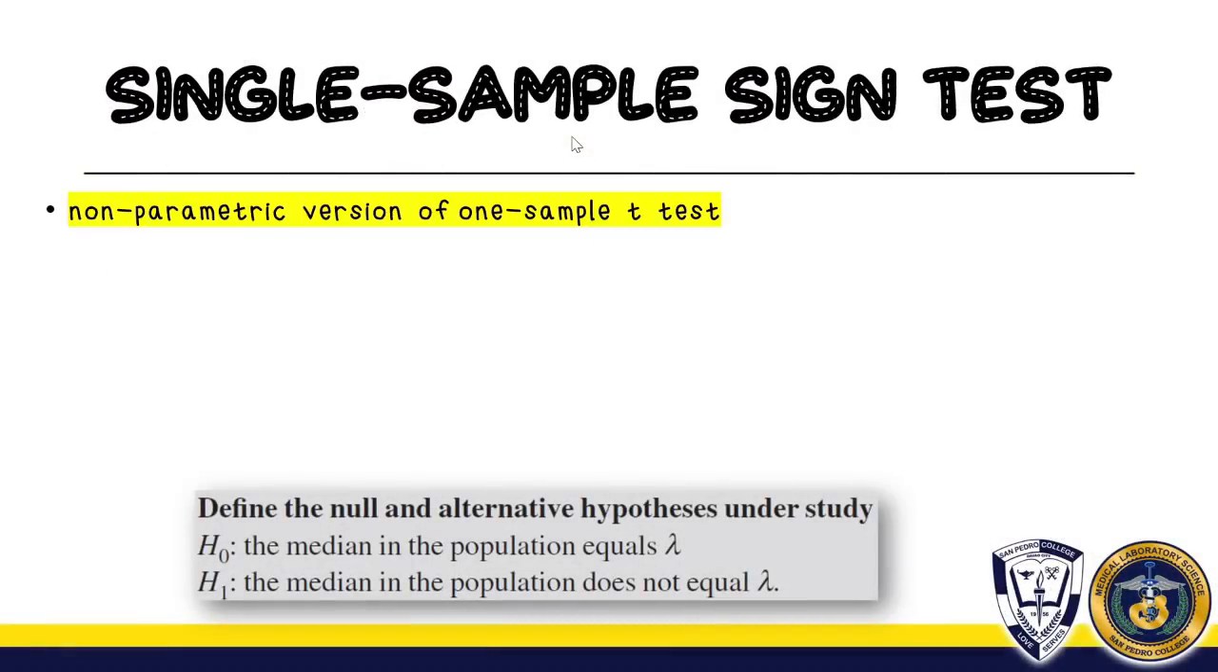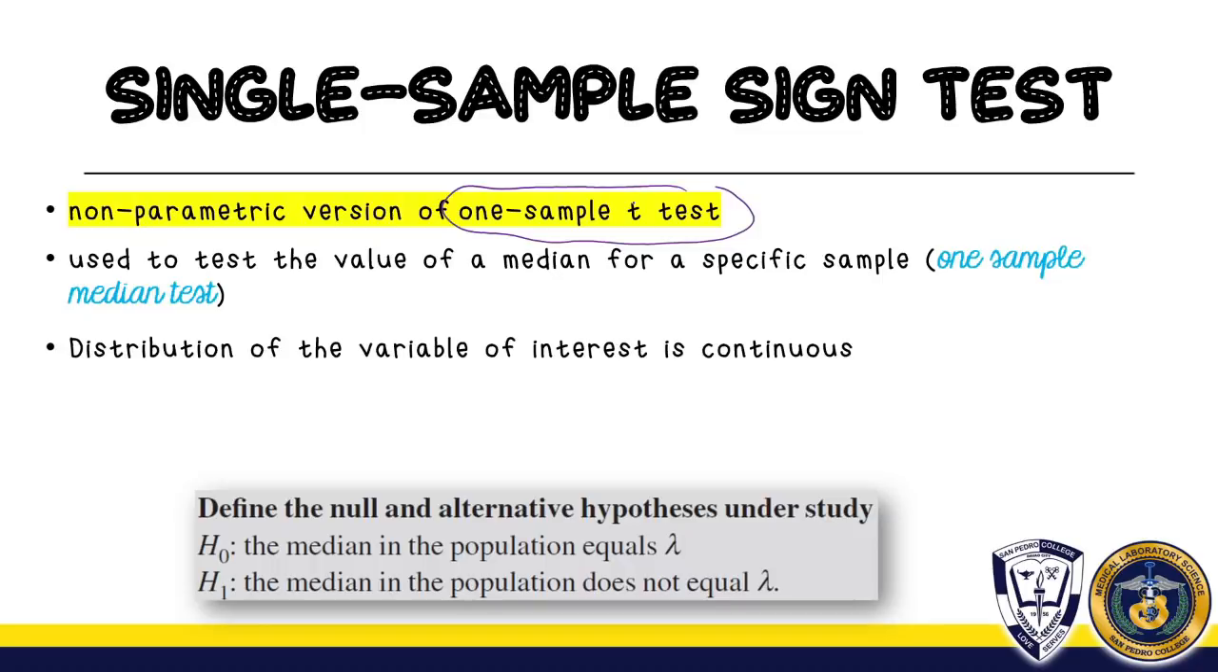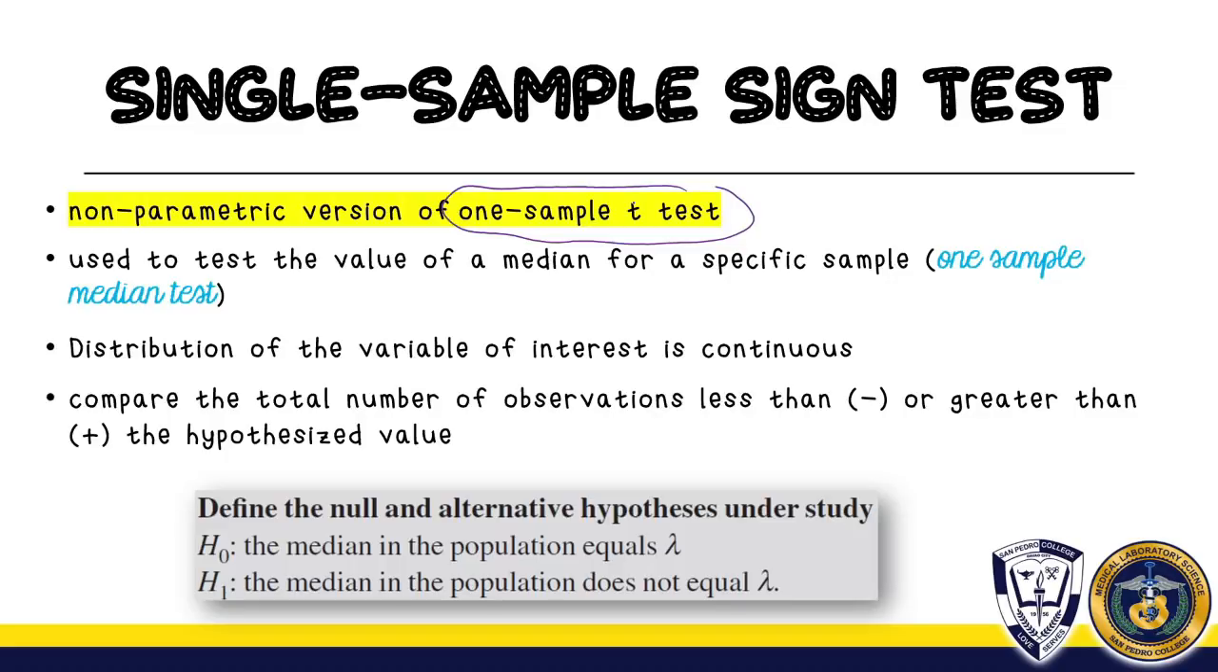So your single sample sign test is the non-parametric version of your one sample t-test. Your one sample t-test is under your parametric tests, so this is its counterpart, and it is used to test the value of a median for a specific sample, or what we also call the one sample median test. Basically, the concern of our single sample sign test is the median of your population. The distribution of the variable of interest here is continuous, and we will compare the total number of observations less than or greater than your hypothesized value or hypothesized median.